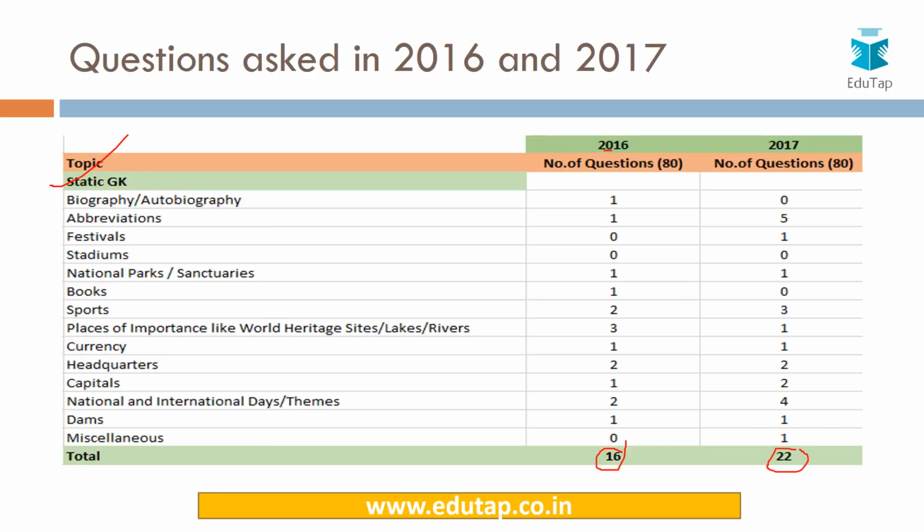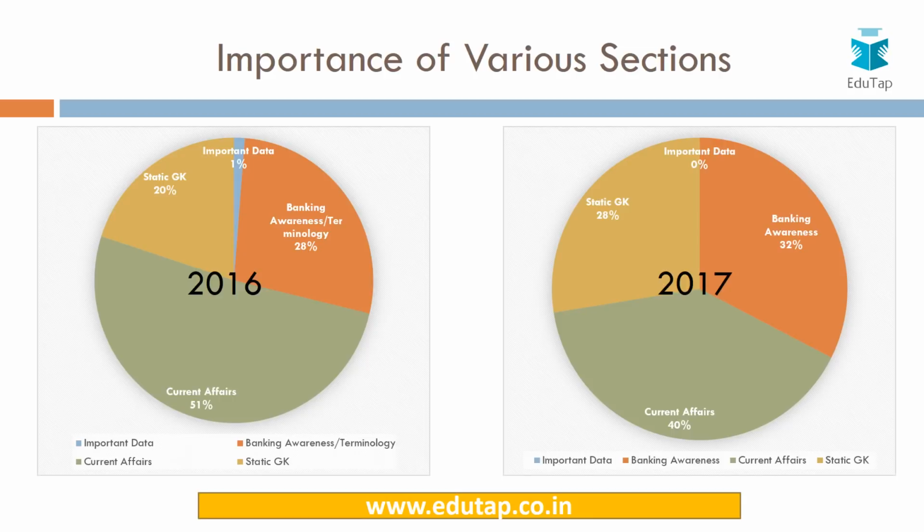Right? So now let us move on and see the relative importance of various sections with respect to marks out of 80. Now looking at these pie charts, we can gauge the importance of various sections. Now we see that there are two sections that stand out. One is the current affairs section and the other is the banking awareness section. This has been the trend in both the years 2016 as well as 2017.